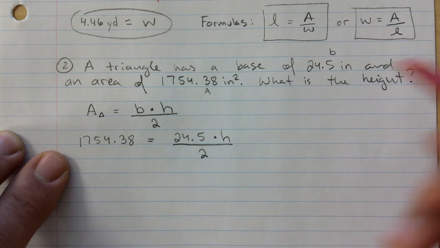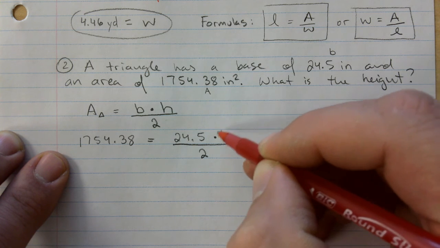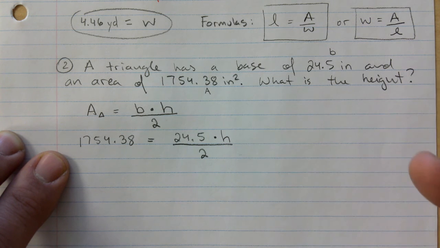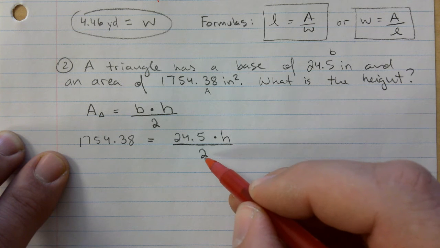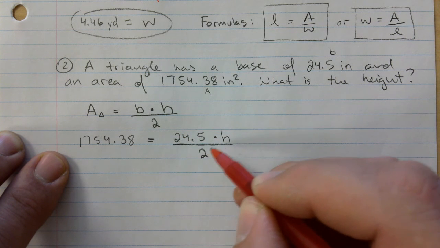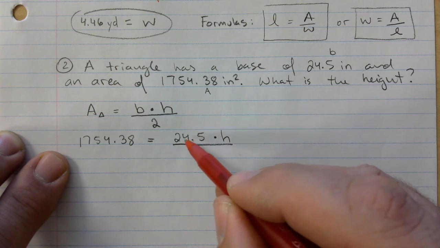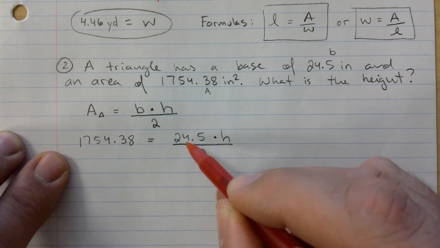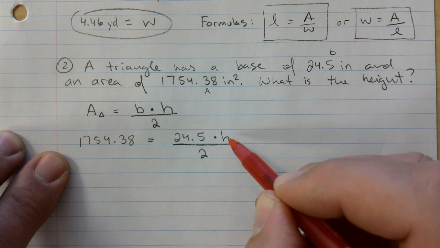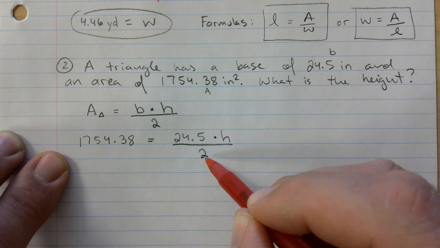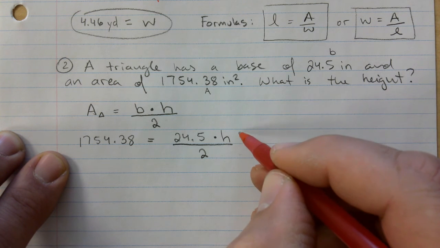So you slowly will get h all on its own. You want to isolate it, right? What is 2 doing to the whole thing? You need to deal with that first. What's 2 doing to this whole thing? And eventually h. It is dividing. Okay? So what you want to do is you want to do this.